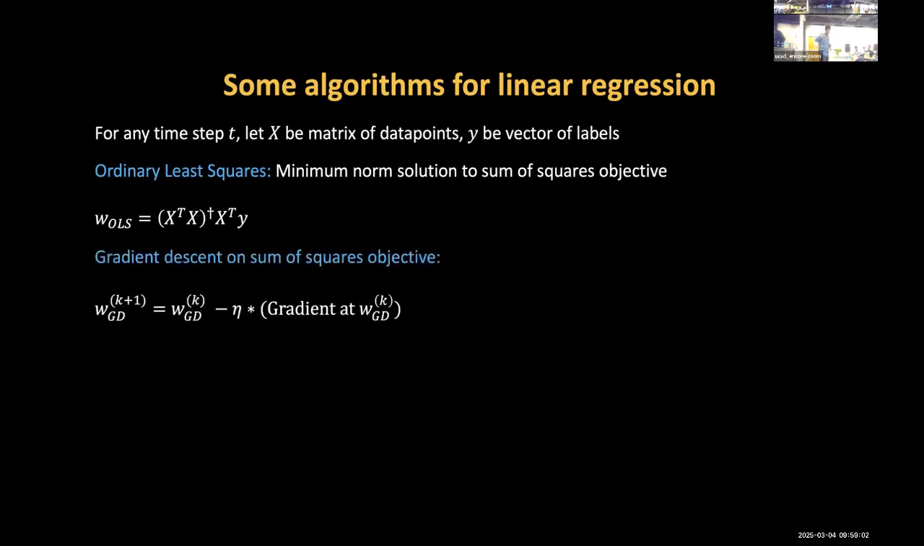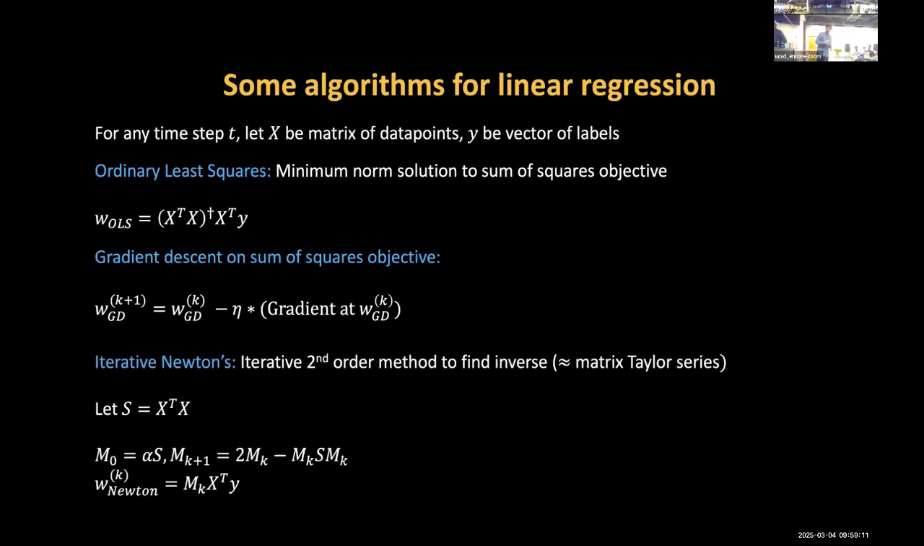Then you have first order methods, gradient descent. You do your standard gradient descent updates on your squared error objective. And you can also do second order methods. We focus on the iterative Newton for the most part. Iterative Newton is just an iterative method to find an approximation of the inverse of the matrix. Essentially, you think of this as doing a matrix Taylor series, approximating more and more terms in the Taylor series.